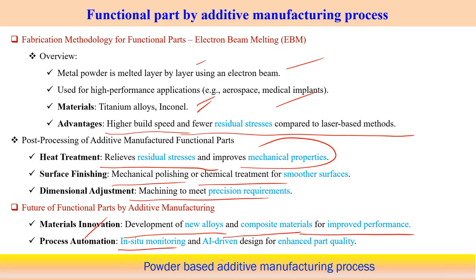There is also development of different types of composite materials by following additive manufacturing processes. Now, process automation is another area, with in-situ monitoring and AI-driven design enhancing part quality. When you try to automate this system, because additive manufacturing itself is an automated system, we can further enhance the automation. We can look into in-situ monitoring of the process, or we can analyze some kind of artificial intelligence based data. We can improve the automation capability for the additive manufacturing process.